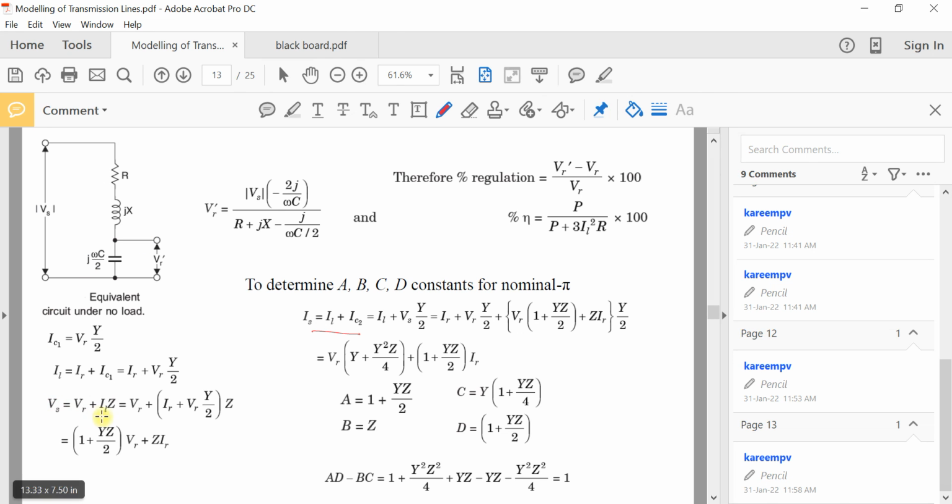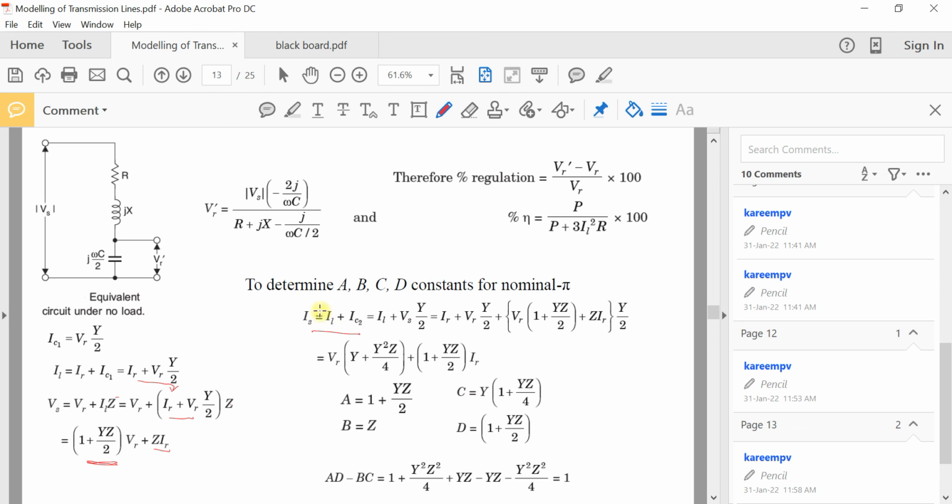Here you can see that Vs is equal to Vr plus IL Z. That is Vr plus IL, where we have IR plus Vr into Y by 2, the expression for IL obtained from here, multiplied by this Z. If you rearrange the terms, Vs is equal to Vr into 1 plus Vr into YZ by 2. So we get 1 plus YZ by 2 into Vr plus the coefficient of IR, which is Z. So this is an expression for Vs in terms of Vr and IR.